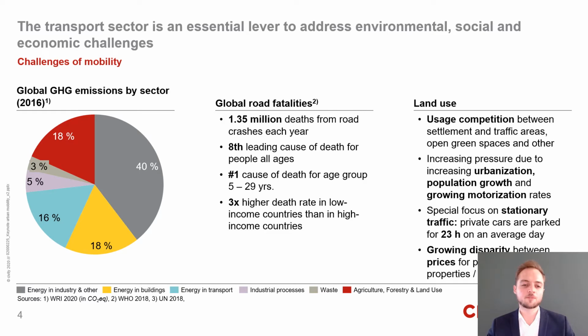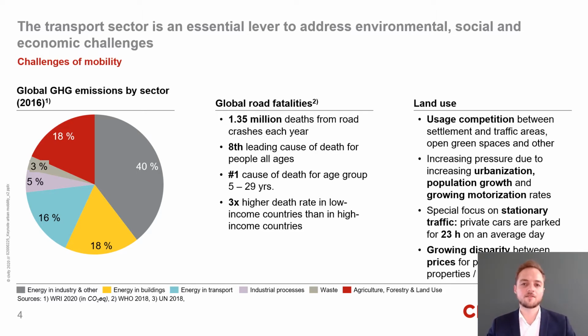If you break down those 16% further, you would see that road transport accounts for 12%, aviation for around 2%, and shipping for 1.5%. But it's not just the environment. It also has a social dimension, as we see in the middle part here, talking about global road fatalities. Those are numbers from the WHO saying that in 2018, 1.35 million people died from road crashes.